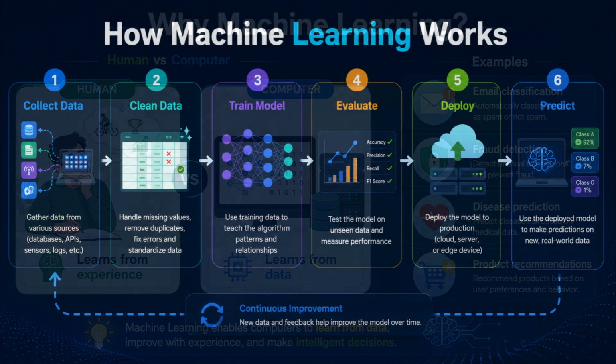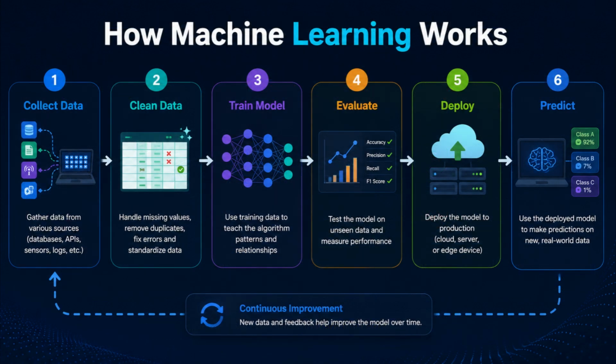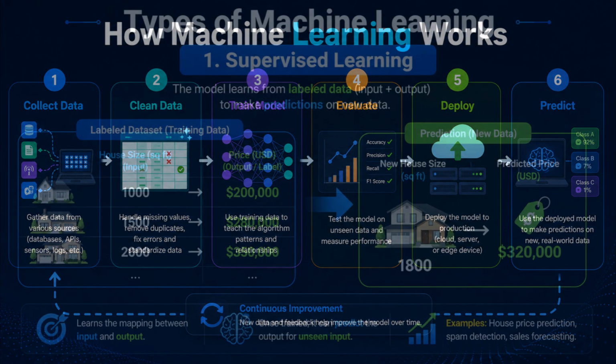Every machine learning project follows a similar process. First, data is collected from sources such as databases, applications, sensors, or APIs. Next, the data is cleaned by removing duplicates, handling missing values, and correcting inconsistencies. The clean data is then used to train a machine learning model. After training, the model is evaluated using data it hasn't seen before to measure its accuracy and reliability. Finally, the model is deployed into an application where it can make predictions on new data.